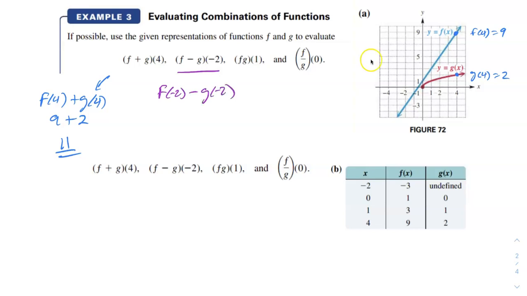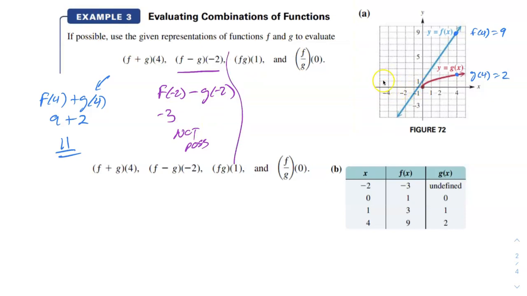We're going to do the exact same thing. We're going to go to negative 2. On my f, I get this value here, which is negative 3. And g of negative 2 does not exist. Here's g, there's no negative 2. So you can't do it. Not possible. That's why it says if possible. There's no g of negative 2, so you can't do it.